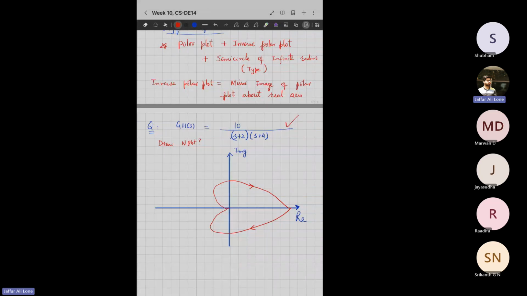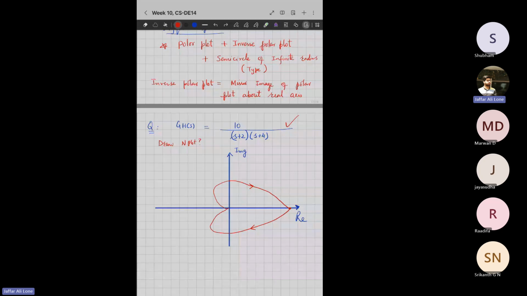Right? And see, I drew it. I did not mark what this point is, like where is -1 plus j0. That we will do next week when we discuss Nyquist stability. At least in this week, you should be able to draw the Nyquist plot. Okay, so this is the Nyquist plot for this type 0 and order 2 transfer function.